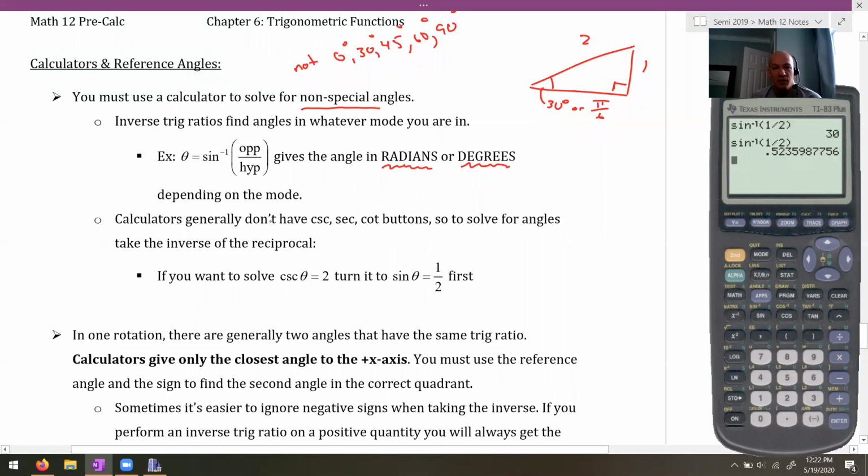Okay, calculators generally don't have cosecant, secant, and cotan buttons. So if you're going to solve something like this reciprocal ratio, cosecant theta equals 2, what you've got to do is you've actually got to turn it into sine. And the way you do that is you take the ratio and you flip it. So instead of this, you're going to think of it as 2/1, and then you're going to wind up flipping it. So this is what we have to do, because you cannot just simply go inverse cosecant. I don't have that button on my calculator. This doesn't exist on mine, and it probably doesn't exist on yours, okay? So if we're ever solving for the reciprocal ratios, you have to write them as their corresponding primary ratio, and you do that by flipping the actual ratio.